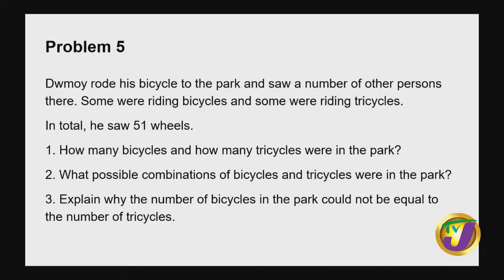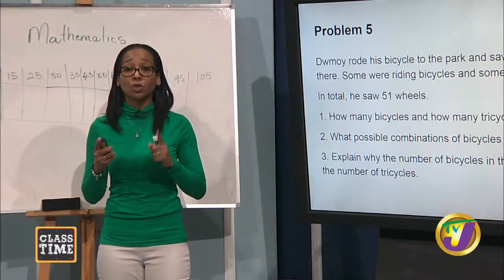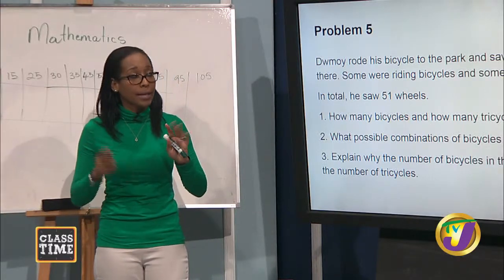number of tricycles. So it's important here for Dumoy to know that 51 wheels. And what we know about a bicycle? 2 wheels. Great. What we know about a tricycle? Usually 3 wheels. Good. So 3 wheels for a tricycle and 2 wheels for a bicycle. So those are important information. And you have to account for both tricycle and bicycle. Great. So he needs to figure this out, and we're hoping that you would have screenshot this for you to try at home. All right?